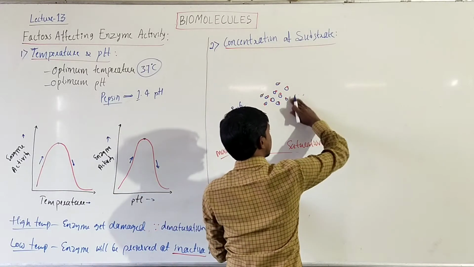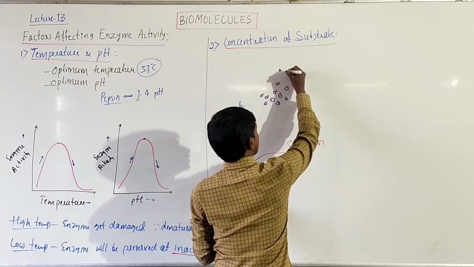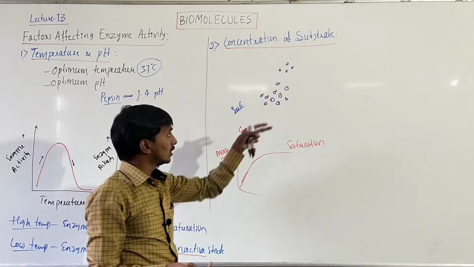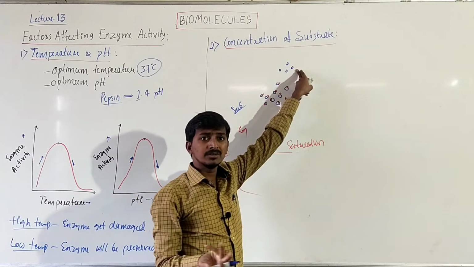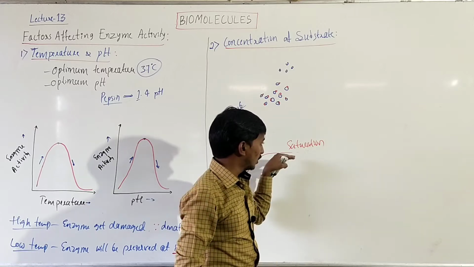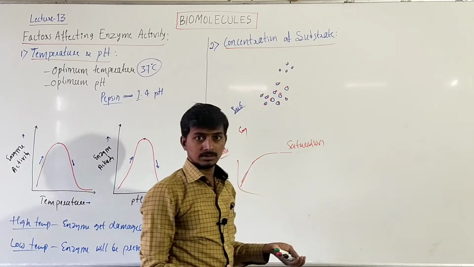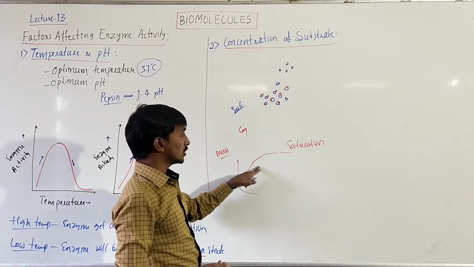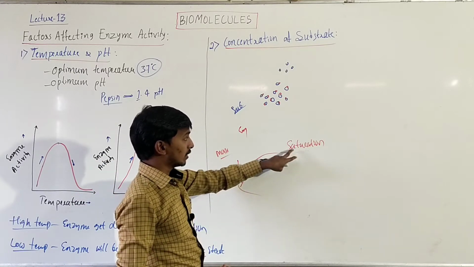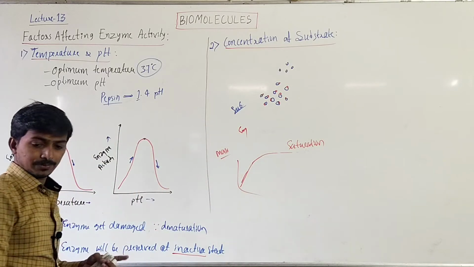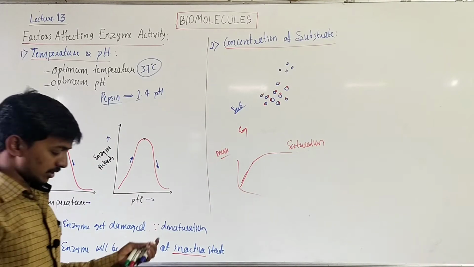Even if you increase the number of substrate molecules without enzymes, there is no effect, because they are free only. Just the process becomes normal. The graph will be horizontal afterwards, because the activity will increase only till reaching saturation. It means equal number of substrates and equal number of enzymes. Okay, that is how the substrate affects.